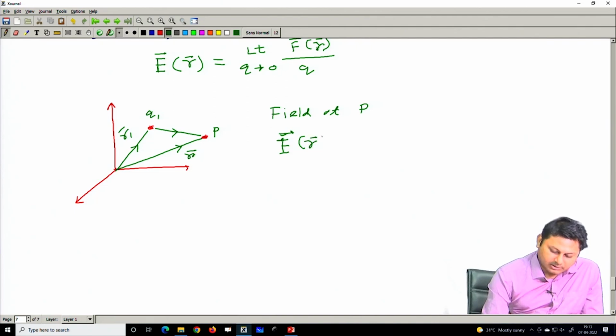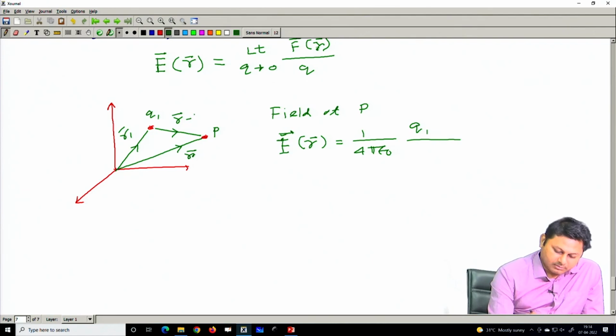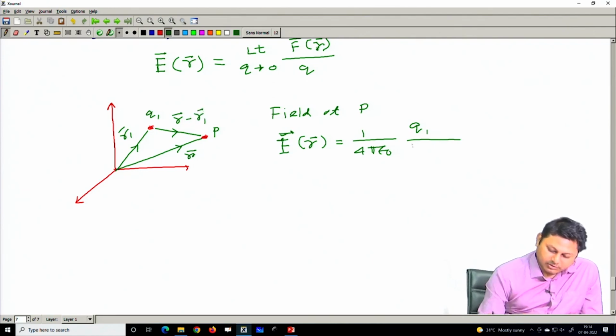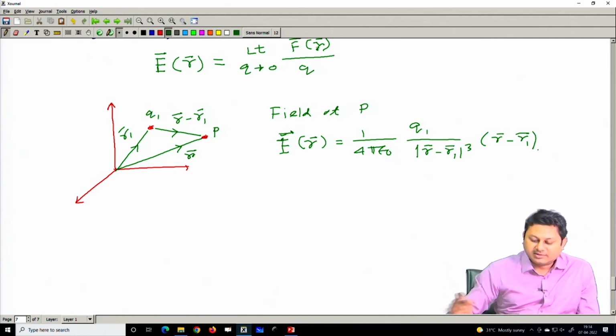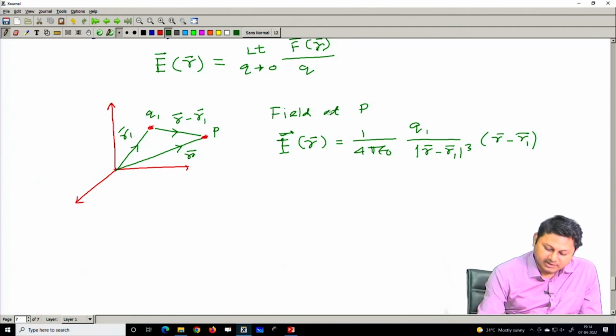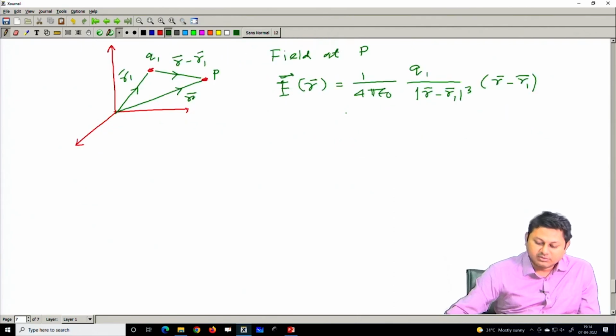The field E that I want to calculate at some point r is simply 1 divided by 4 pi epsilon 0, then q1 divided by the distance which is mod of r minus r1 cubed, multiplied by r minus r1. This is the field. The force is exactly the same. For force we have exactly the same expression, and for field we have the same one.